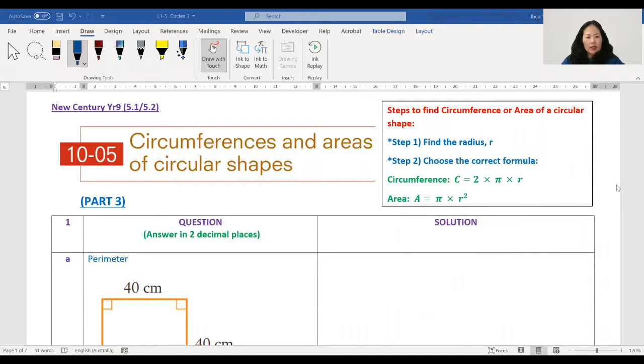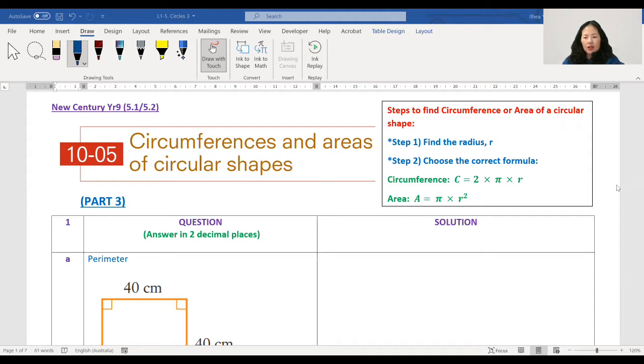Okay, today's lesson is part 3 of circumferences and areas of circular shapes. Now, this is the one that has a lot of composite shapes with circular shapes in it. So before we start, let's have a look at the little summary on the top right-hand side corner there.